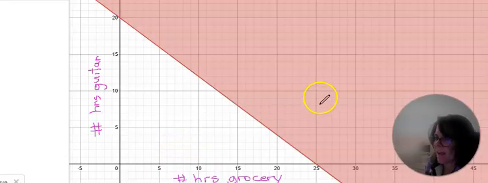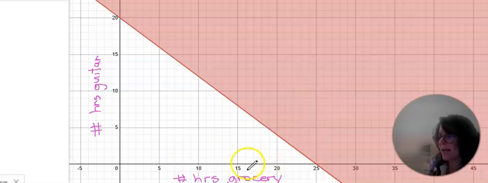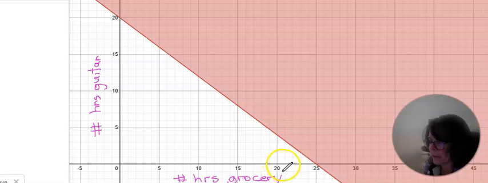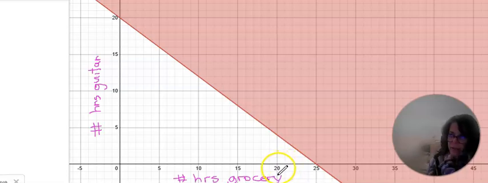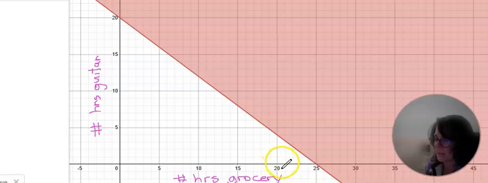So here's our graph of 8x plus 10y is greater than or equal to 200. Notice I labeled my axes to remind me. And you can do that in Desmos as well. It allows you, if you use the wrench, to type in X and Y axis labels. But the idea here is that if he worked 20 hours at the grocery store, how many hours of guitar would he need to teach for the inequality to work, to be in the shaded area or on the line?